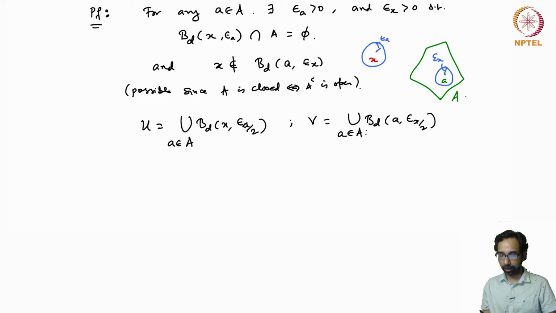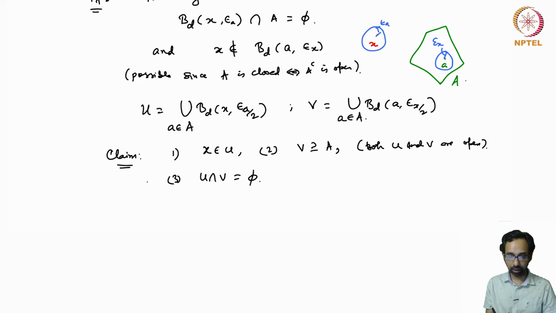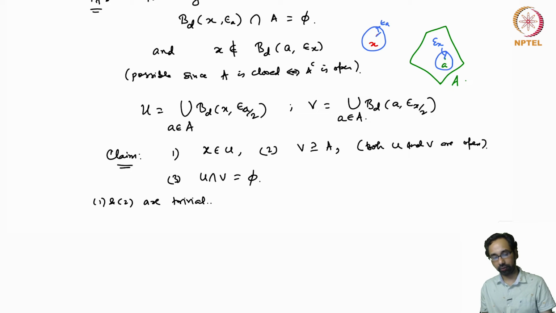So now I claim that first of all x is in U. Secondly, V contains A. Of course, both U and V are open. And thirdly, you have U intersection V is empty. So 1 and 2 are quite trivial. 1 and 2 are trivial by the construction of our sets U and V.